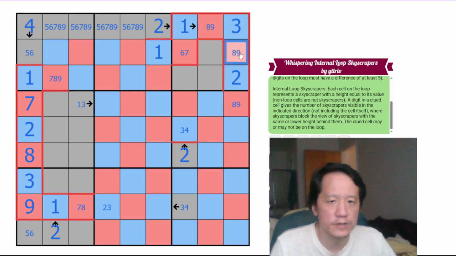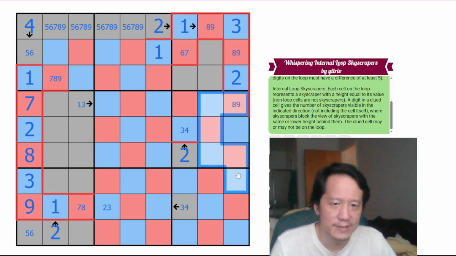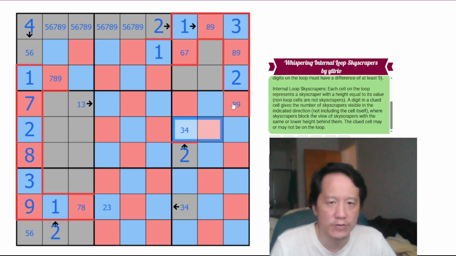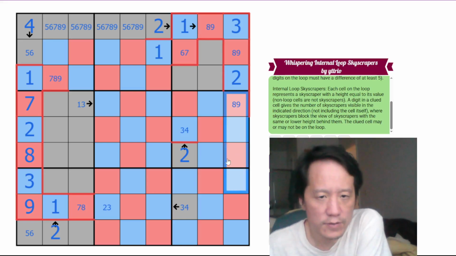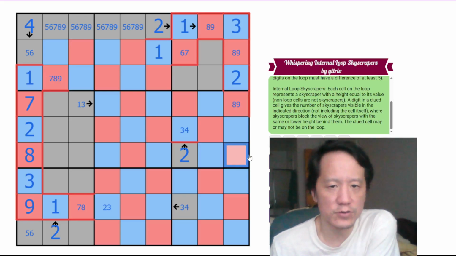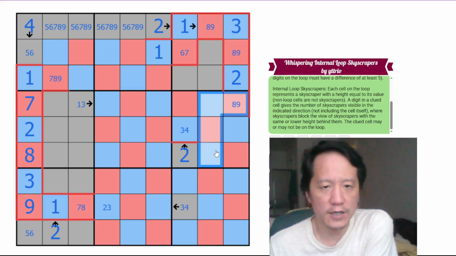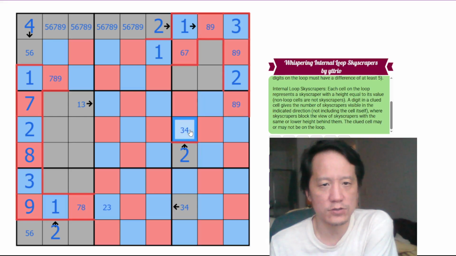This is 8 or 9. If it tried to go here, I guess it could do something weird like that, but then it would touch that, so that's not allowed. It could go to here, 1, 7, but then that doesn't work going that way. If this goes 1, 7, that doesn't work either. I don't think this can ever be part of the loop. So it can't go this way because it must connect to this cell.